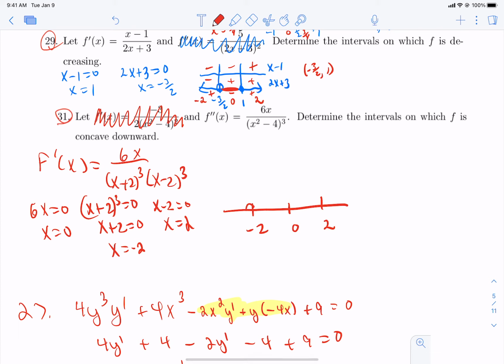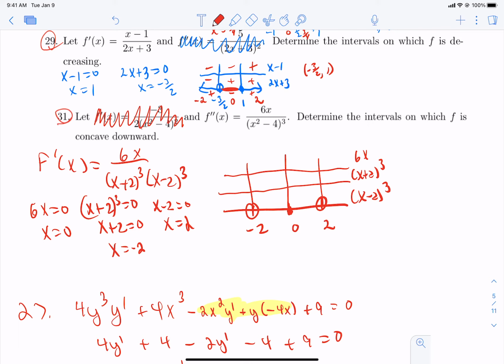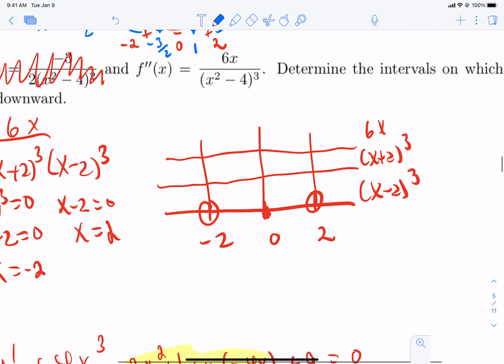6x, (x plus 2), please include the cube, (x minus 2), please include the cube. Now let's try to think of some good values to plug in. So let's just go -3, -1, 1, and 3. Can they be anything? Of course they can. I'm just picking things I think are nice to plug in.